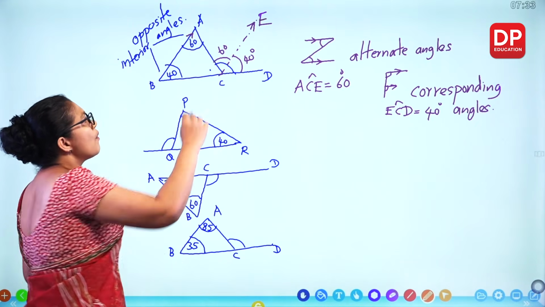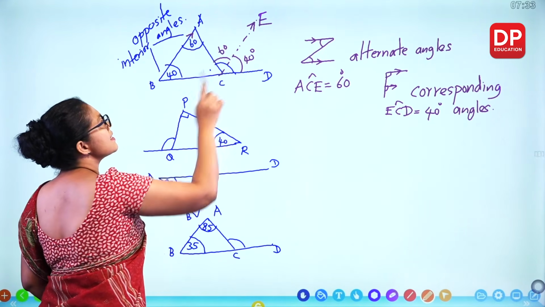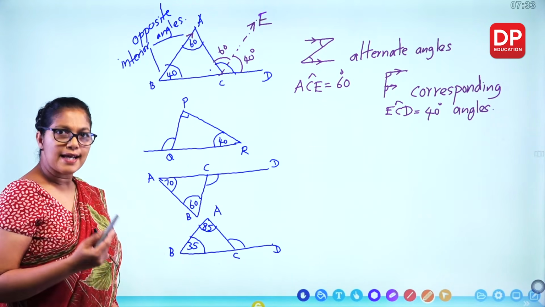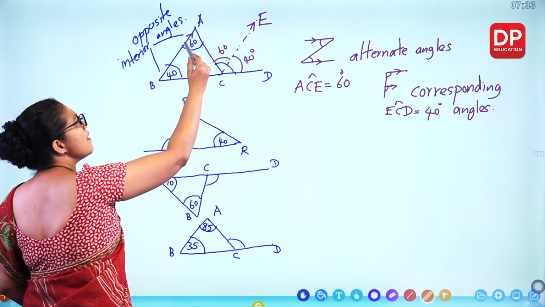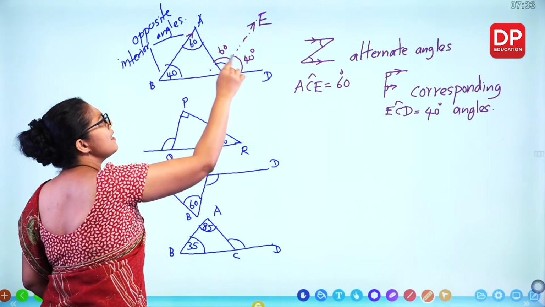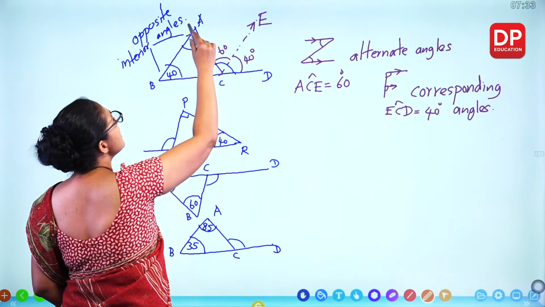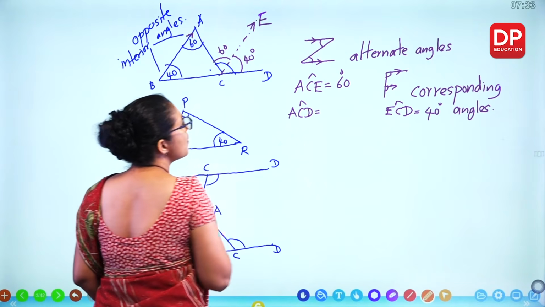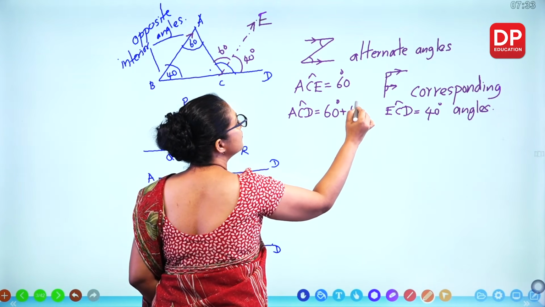Now, what can you say about this exterior angle? This is 60, this is 40. When you add these two together, you get the exterior angle. So here we found a relationship. If we know the two opposite interior angles, we can find out the exterior angle. So here we can see that ACD is equal to 60 plus 40.